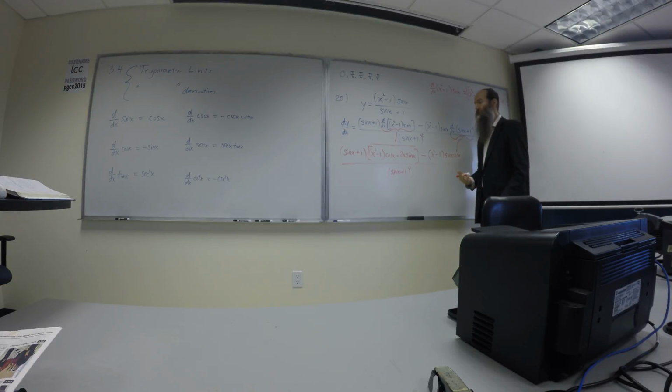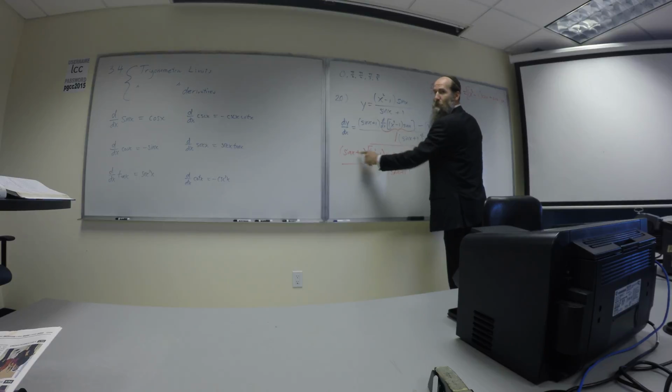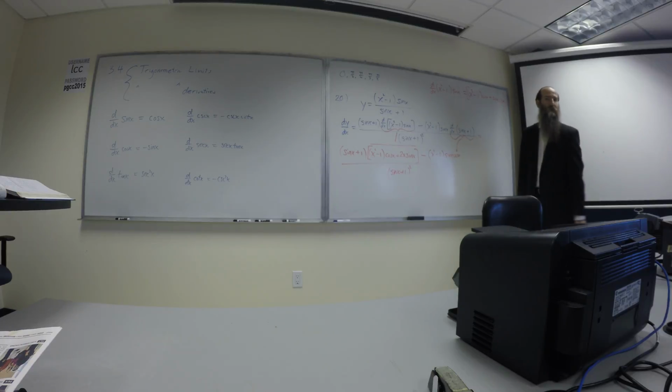The cancellation that I'm noticing, and maybe others, is if I take x squared minus 1 cos x times this sine x, it's going to distribute through there, I'll have x squared minus 1 cos x sine x. Over here I have negative x squared minus 1 sine x cos x. Those two are going to cancel, right?